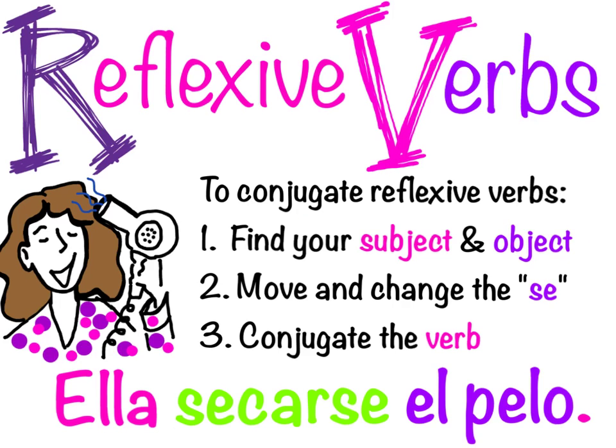In order to conjugate the verb in the sentence, we must follow three specific rules. First, we must find our subject and object. Secondly, we will move and change the se from secarse. And third, we will conjugate the verb.